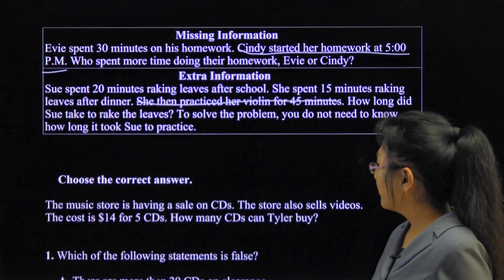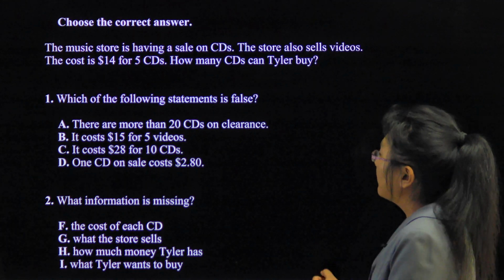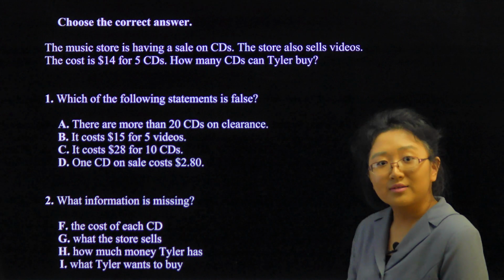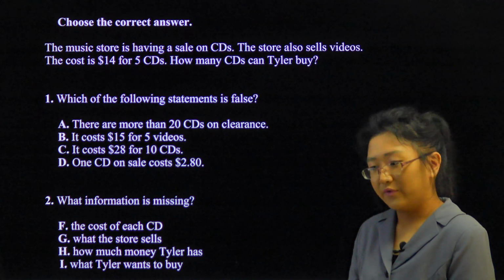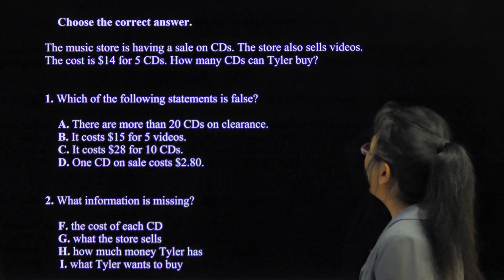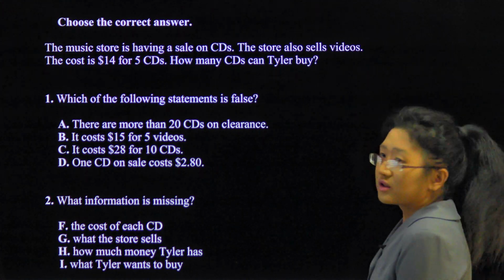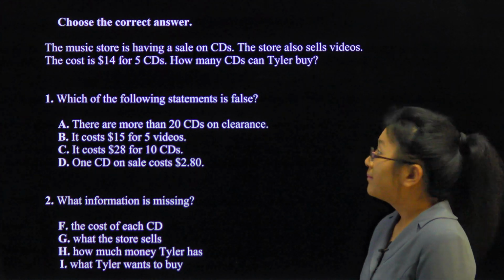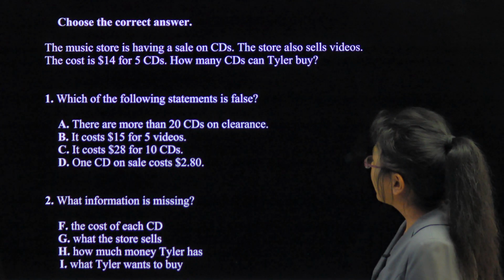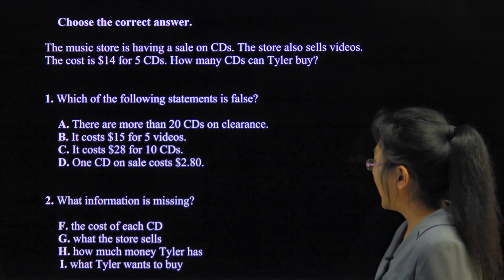So now, we are going to do some good old multiple choice. The music store is having a sale on CDs. Yes, guys. Before the digital age, people would go to music stores and buy CDs. Of course, some people still buy album CDs. The store also sells videos. The cost is $14 for 5 CDs. How many CDs can Tyler buy?